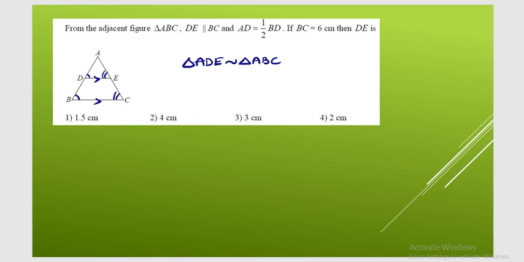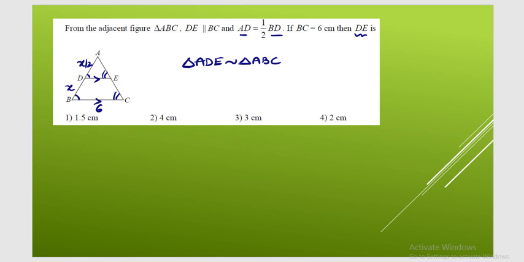Now next what he has given, AD is equal to half of BD. AD is equal to half of BD. See, suppose if I consider BD as x, then automatically AD will become x by 2. Next, BC is equal to 6 centimeters he has given. Then what is the value of DE? He is asking you to find.